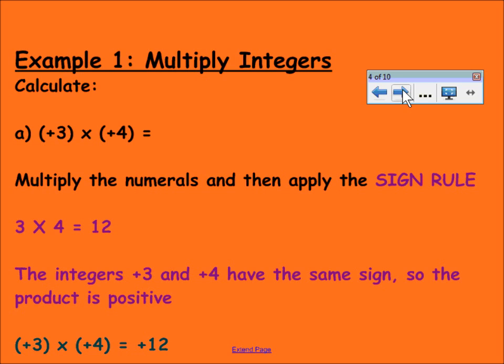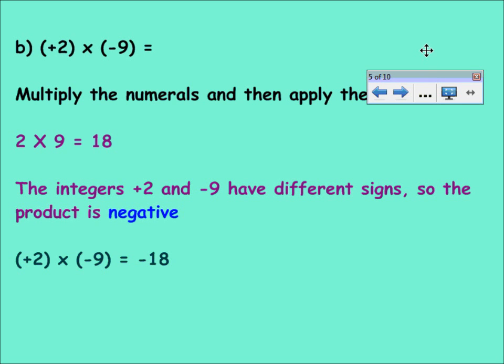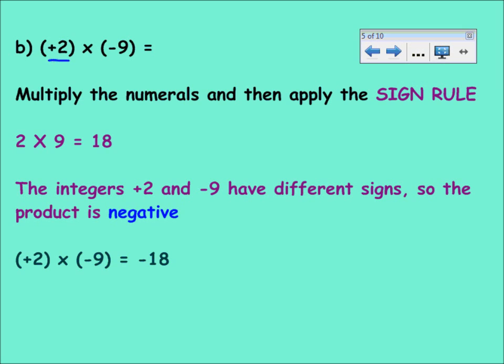So multiply integers. Calculate positive 3 times positive 4. We know that we multiply the numbers and apply the sign. So 3 and 4 times each other equals 12. Positive times positive equals positive, because 2 of the same always equals positive. The next, we've got positive 2 times negative 9. We've got 2 times 9 equals 18. This should be simple math. You should all know this at home. A negative and a positive always equals a negative. So we have to put the negative in front, negative 18.